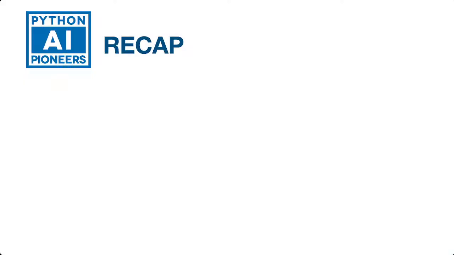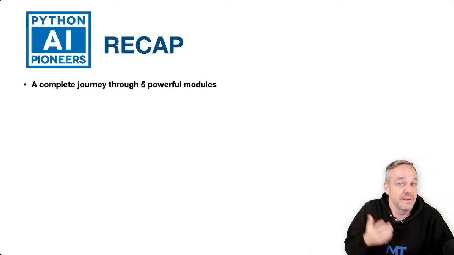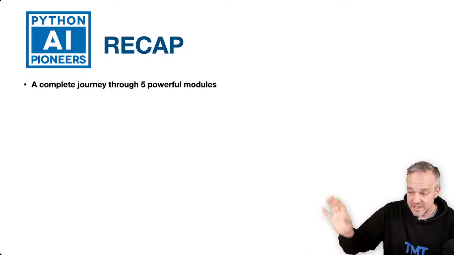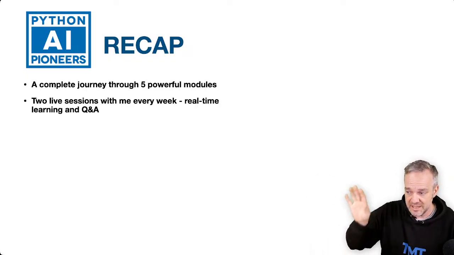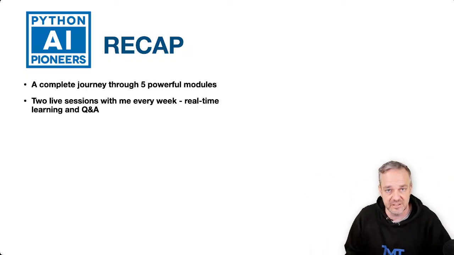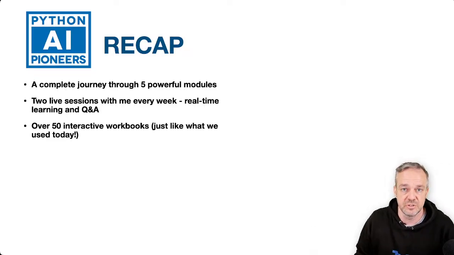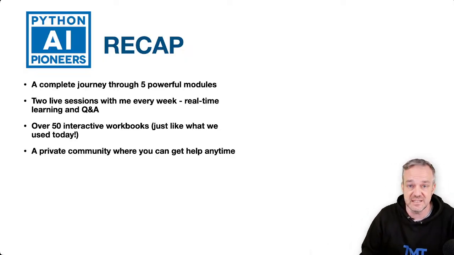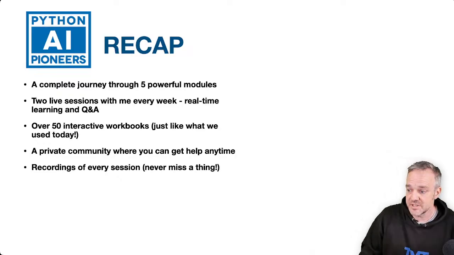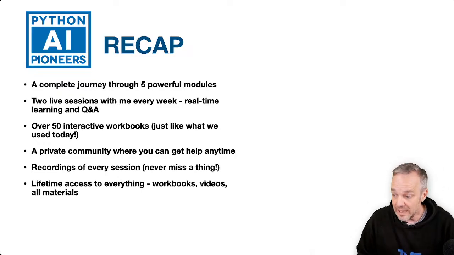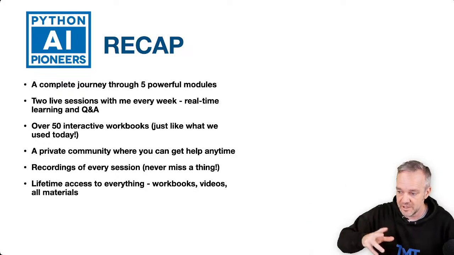Now, let me recap exactly what you get when you become a Python AI pioneer. This is a complete journey through 5 powerful modules, a coding adventure that we go on together, where we dive deep into Python. So here's what you get. 2 live sessions with me every week, real-time learning and Q&A. Over 50 interactive workbooks, just like the one we've used today, but much bigger, longer and more extensive. A private community where you can get help anytime. Recordings of every session, so you never miss a thing. Lifetime access to everything: workbooks, videos, all materials.